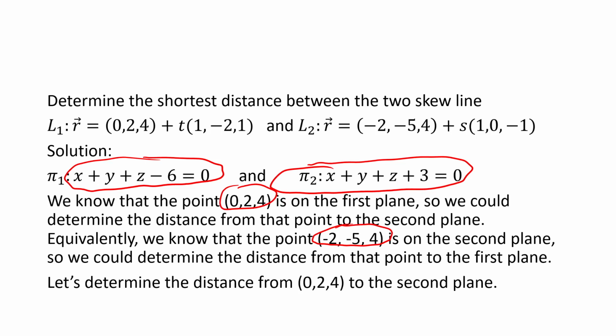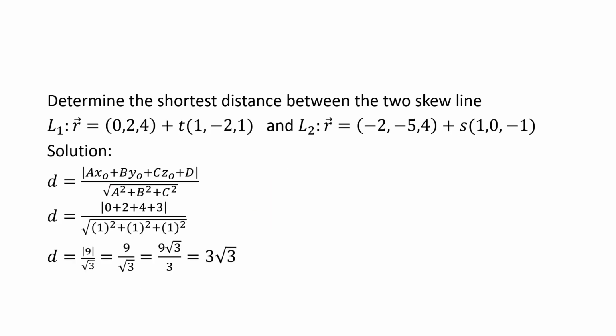So why don't we just determine the distance from (0, 2, 4) to the second plane. Using the formula, we get ax0 + by0 + cz0 + d, which becomes 0 + 2 + 4 + 3 all over the square root of 3 ultimately. So we get 9 over root 3, which is the same as 9 root 3 over 3. And then this 9 and this 3 simplify a bit, and that distance is 3 root 3. So that's one way of doing it.